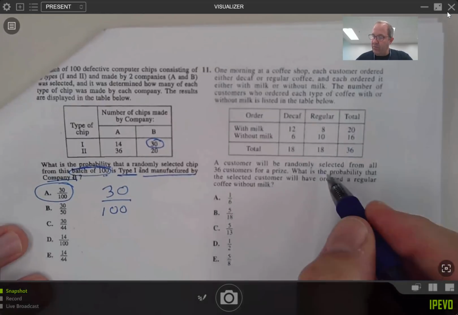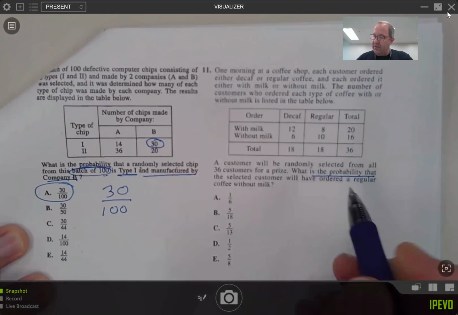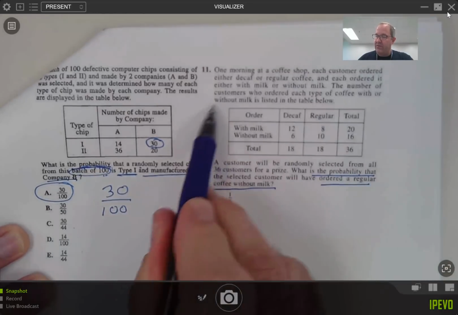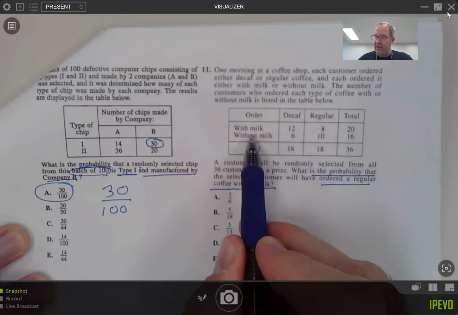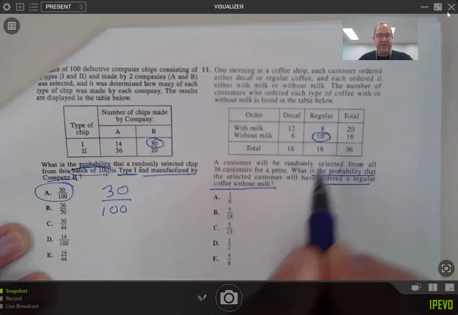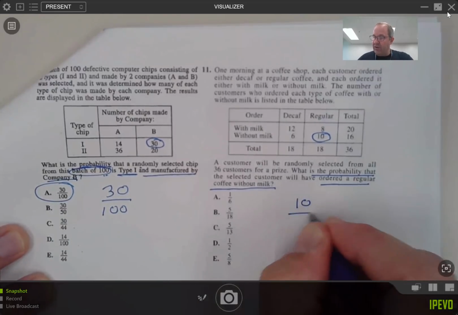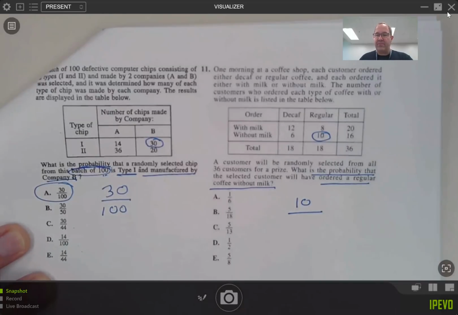Okay, they want to know what is the probability that they ordered a regular coffee without milk. So I need to find that. Well, here's regular coffee, here's without milk. That's the number, 10. There were 10 people that did that. Now, we have to look and see, well, how many customers were there?